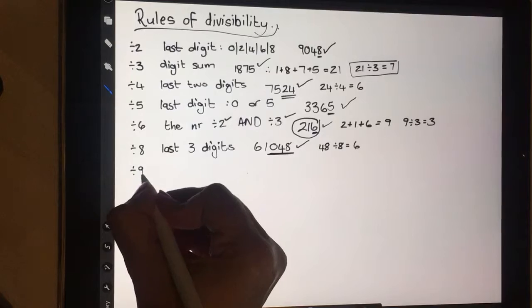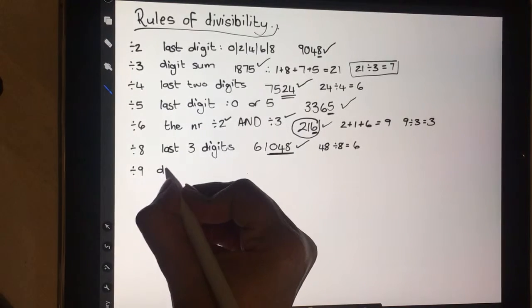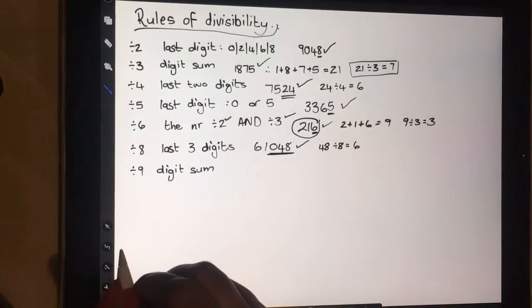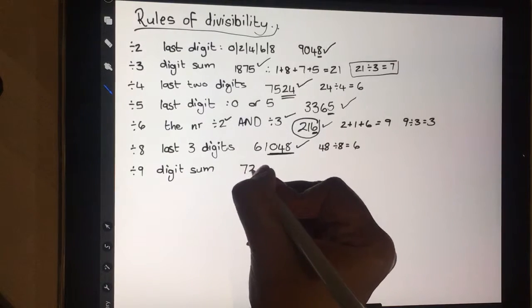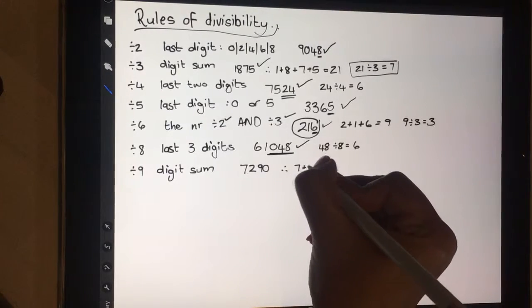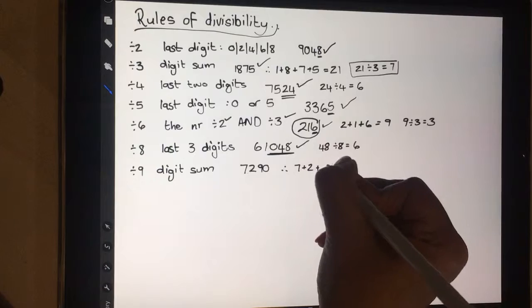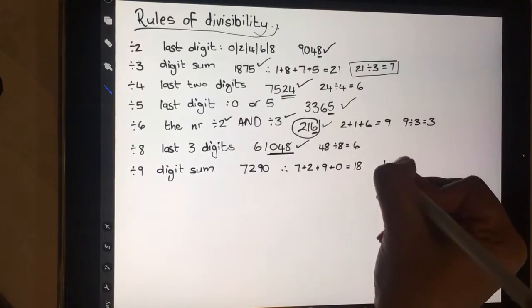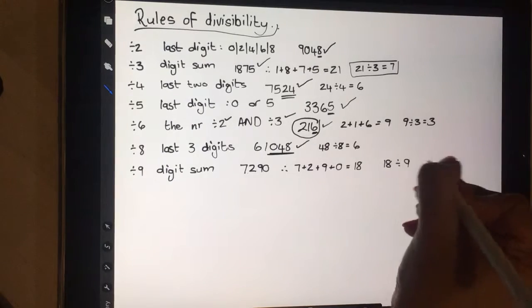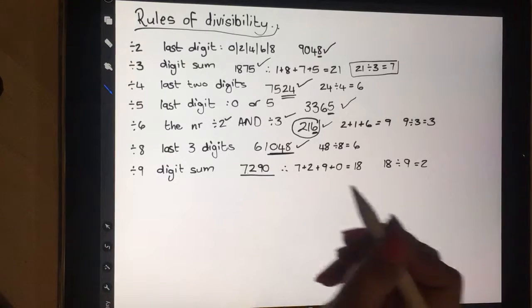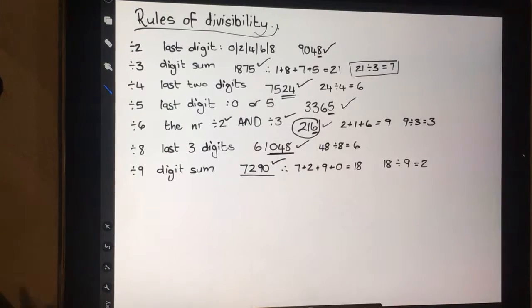For divisibility by 9, the rule is very similar to the divisibility by 3. We are going to look at the digit sum. For example, if we have 7290, we're going to look at the digit sum. So 7 plus 2, which is 9, plus 9 is 18, plus 0 gives us 18. 18 can be divided by 9. It will give us a perfect whole number of 2. So that means that 7290 is indeed divisible by 9.